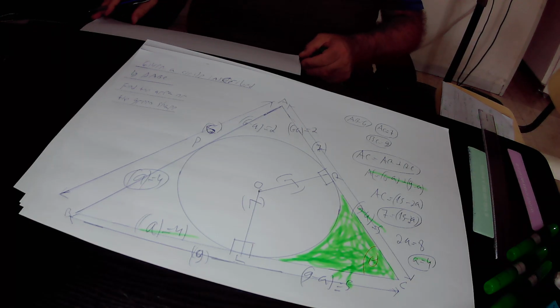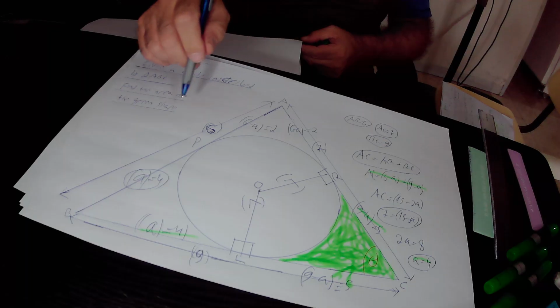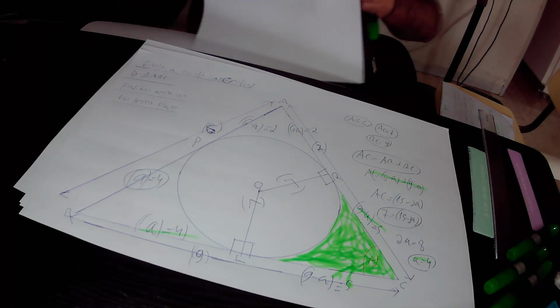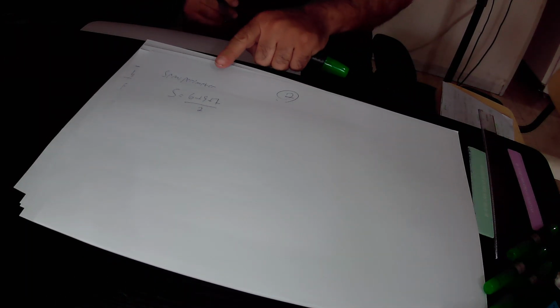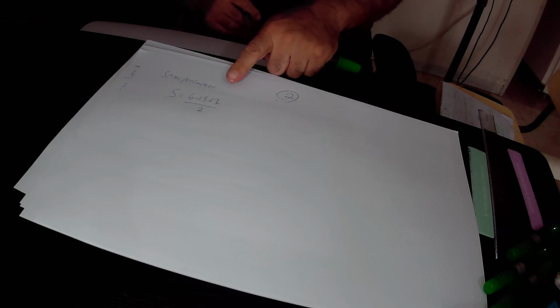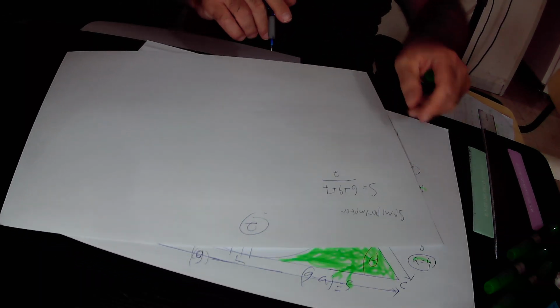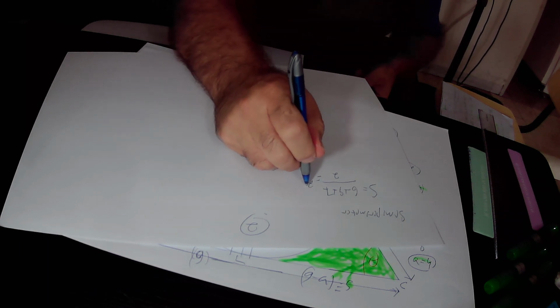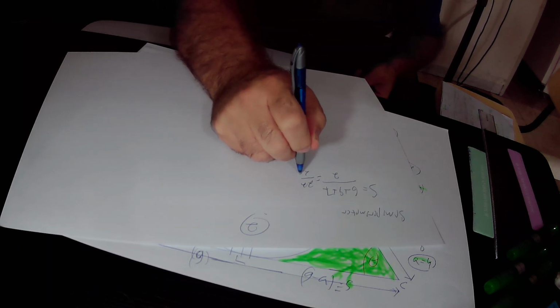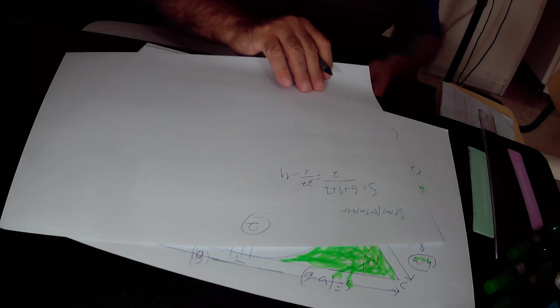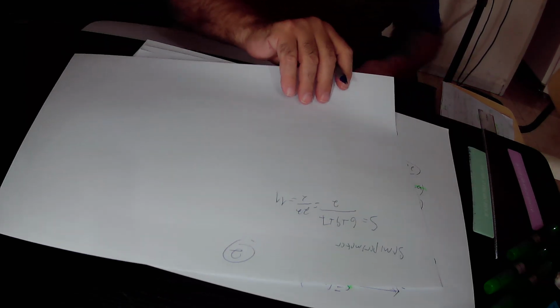And again, we find that the semi-perimeter of this triangle ABC equals the perimeter, that is 6 plus 9 plus 7, divided by 2. 6 plus 9 is 15, and 15 plus 7 is 22. So it is 22 over 2, that is 11. We find that the semi-perimeter of this triangle ABC equals 11 units in length.